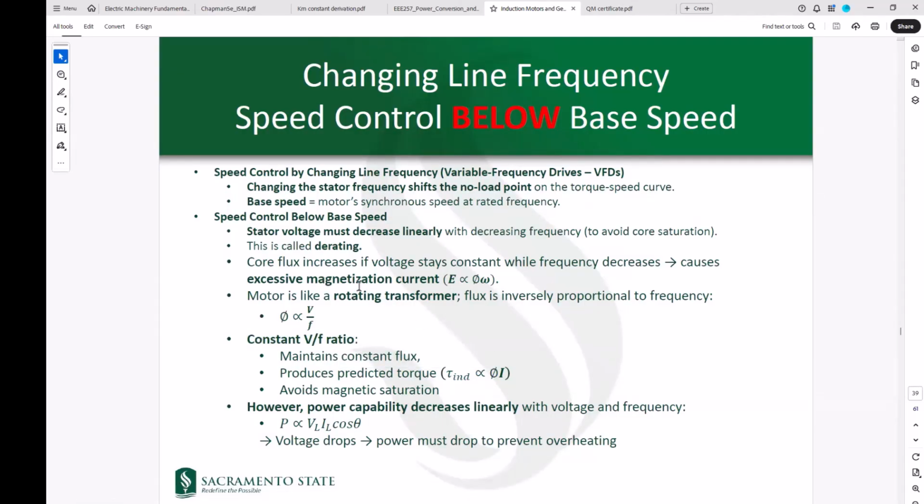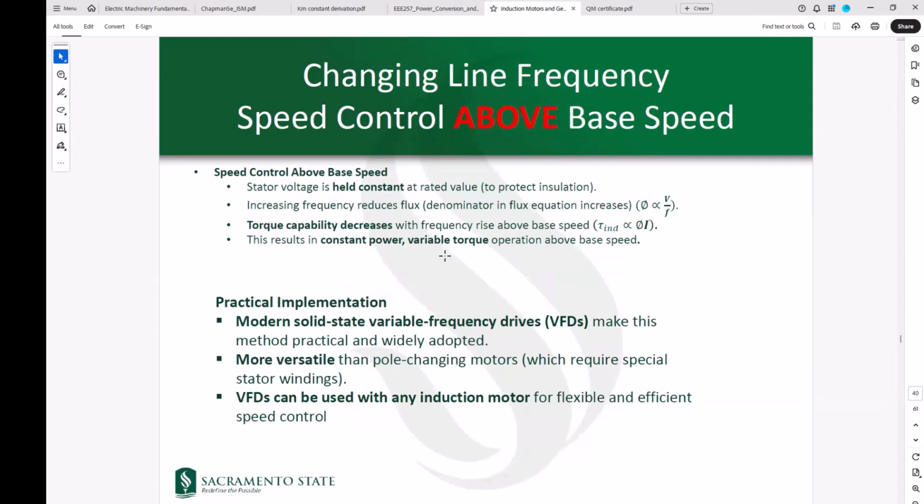All right, now we were under the base speed. What if we want to control the speed of the motor above the base speed, which means that we want to increase the frequency? Under these circumstances, stator voltage would need to be held constant. So you would not want to linearly increase the voltage as you are increasing the frequency to maintain the constant V/F. That doesn't work if you're going above the base speed.